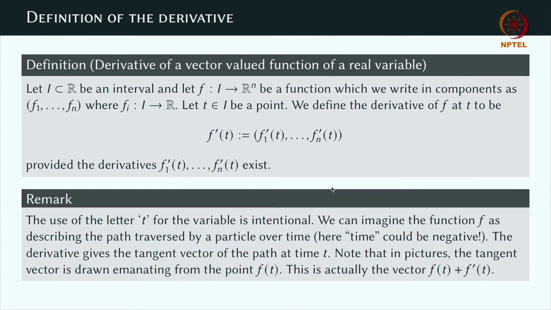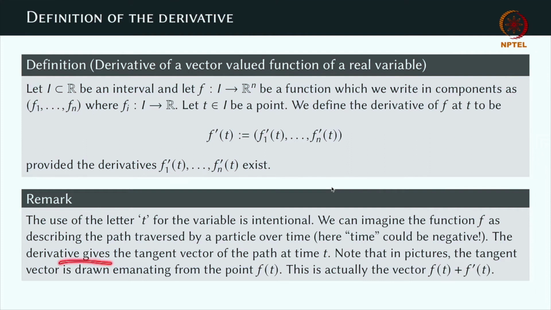So one remark I would like to make: usually we use the variable x, but here I have used the variable t. This is intentional. This serves as a psychological aid that these functions f of a scalar variable taking vector values are supposed to be curves. So we can imagine the function f as describing the path traversed by a particle over time. Of course, here we have the weirdness that time could even be negative. I leave it up to you to imagine what this could mean.